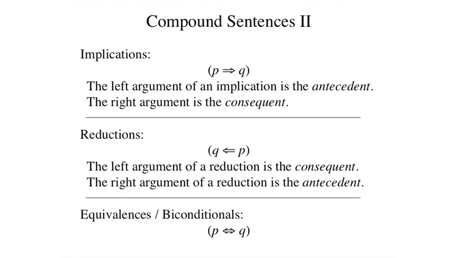A reduction is the reverse of an implication. It consists of a pair of sentences separated by the reduction operator and enclosed in parentheses. In this case, the sentence to the left is called the consequent, and the sentence to the right is called the antecedent. An equivalence, or biconditional, is a combination of an implication and a reduction, and we can express it as shown here at the bottom.